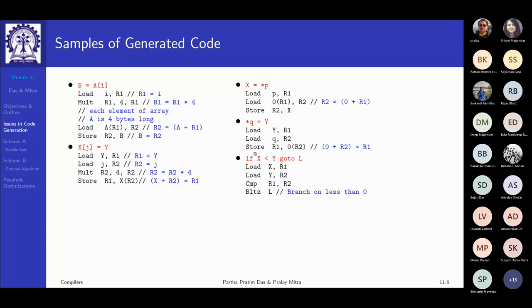Similarly, the next one, if we have a condition check, if X less than Y go to L, then you have to load X and Y into two registers, R1 and R2. Compare the registers, which gives you less than, greater than kind of status flags in the status registers. And based on that, we'll do a jump here. I have used a branch less than jump instruction to L for realizing this code. So these are some of the sample ways the code can be generated.